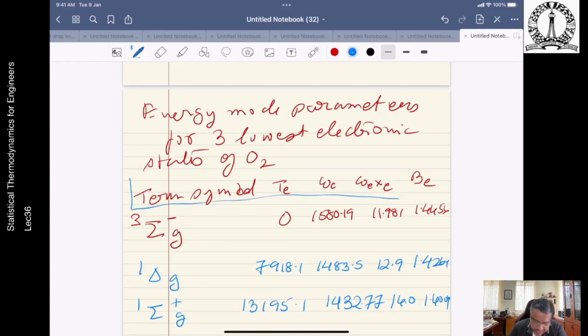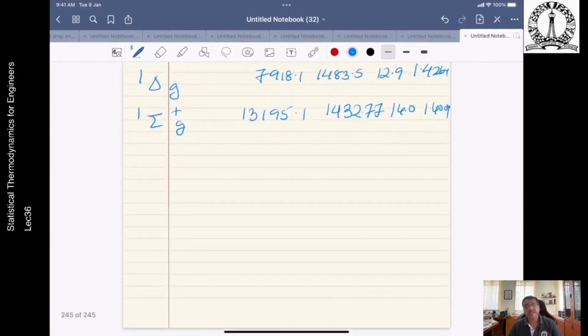So these are the different term symbols. You can write it also for alpha_e, and you can also write it for D_e. These are all in centimeter inverse. It is in the wave number space. So this is how you actually calculate the different things.